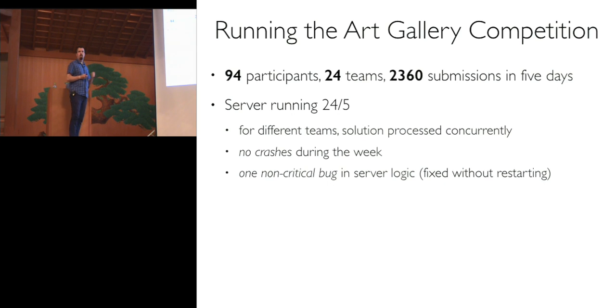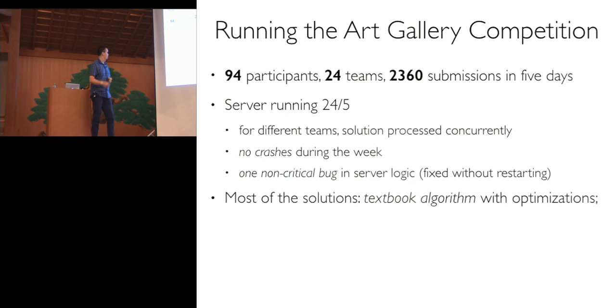And there was some small amount of concurrency there. So the server was implemented in Akka, and solutions for different teams were processed in parallel. But for the same team, they were processed sequentially. So there would be no denial of service attacks. Okay, so the server didn't crash, but there was one non-critical bug in the server logic itself, which, not surprisingly, hasn't been QuickChecked. So that was easy to fix, and we just hot swapped the changes without restarting the server. So bullet dodged.